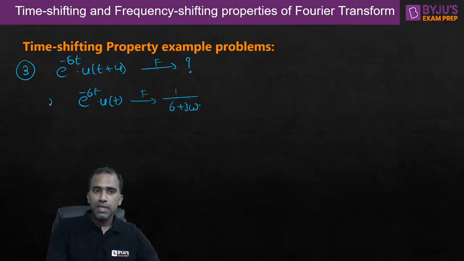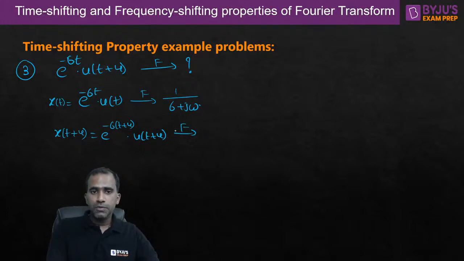So what we do is, if this is x of t, let us find, since we are seeing t plus 4 in one place, x of t plus 4, which is e power minus 6 into t plus 4 into u of t plus 4. See this one? What is the Fourier transform of this one? We can find it easily. But we don't want the Fourier transform of this. We want the Fourier transform of this one. Okay, let's find this one, then we can adjust things. Right? What is the Fourier transform of this one?